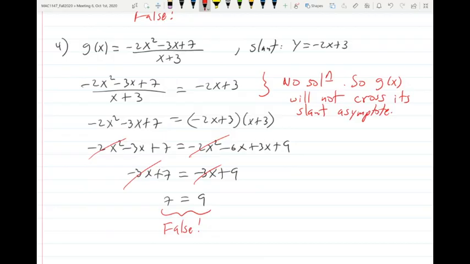Okay, yeah, the negative 6x got combined with the positive 3x, giving you negative 3x. And then it got canceled with the negative 3x from the other side. That's what happened there.